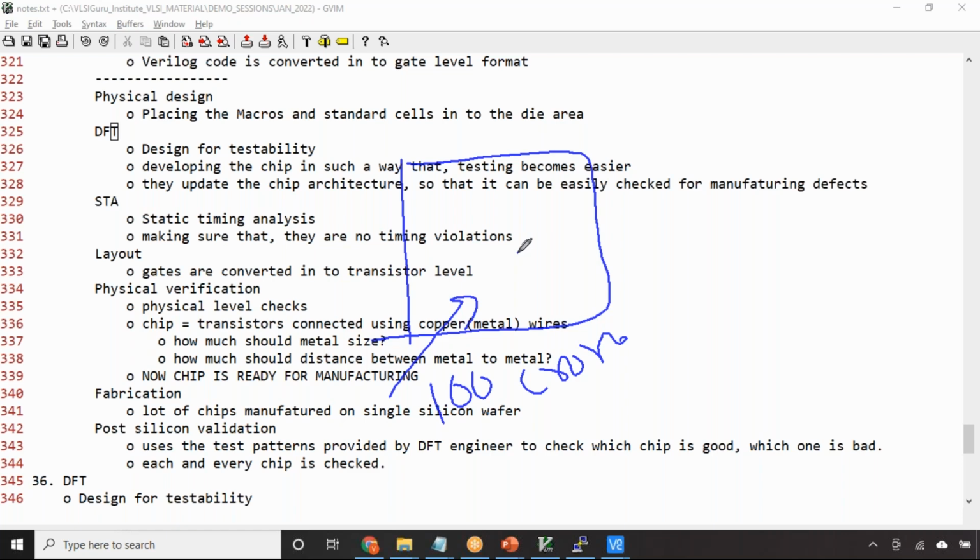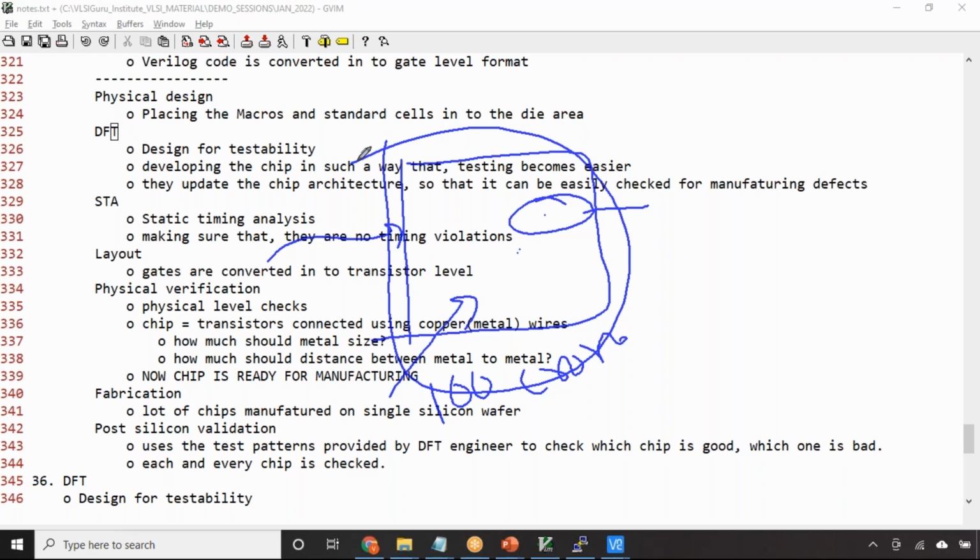So somewhere in the chip, at some dot, there is a defect. The DFT engineer should be able to tell that there is a defect somewhere here, and he should tell that this chip is faulty. Okay, now please ask your question. Is that clear to you?